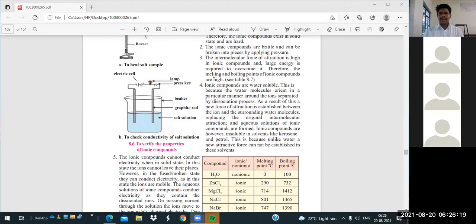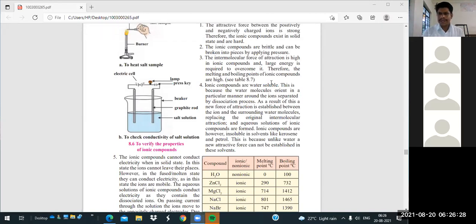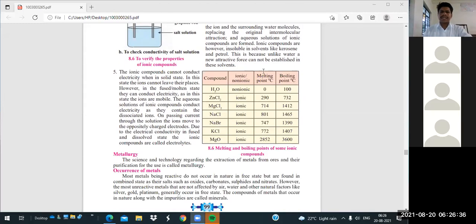So here we are learning about metals. The science and technology regarding the extraction of metals from their oxides or ores, and their purification for regular use, is called metallurgy. We are using so many metals: iron, lead, aluminum, zinc, copper. We get all these metals from nature, but they are not present in the pure state in which we use them today.